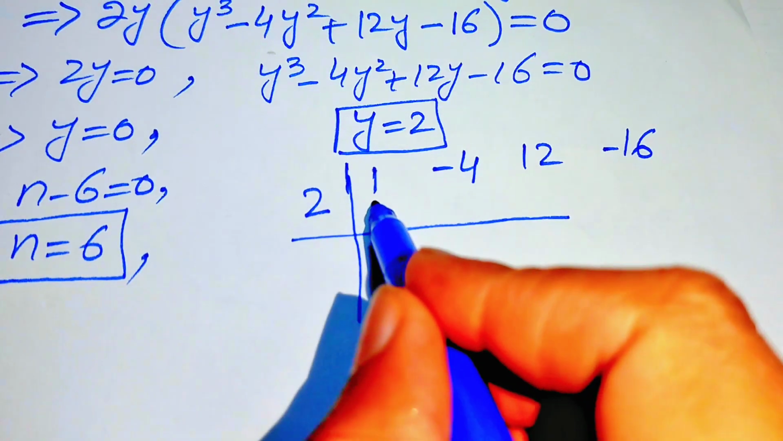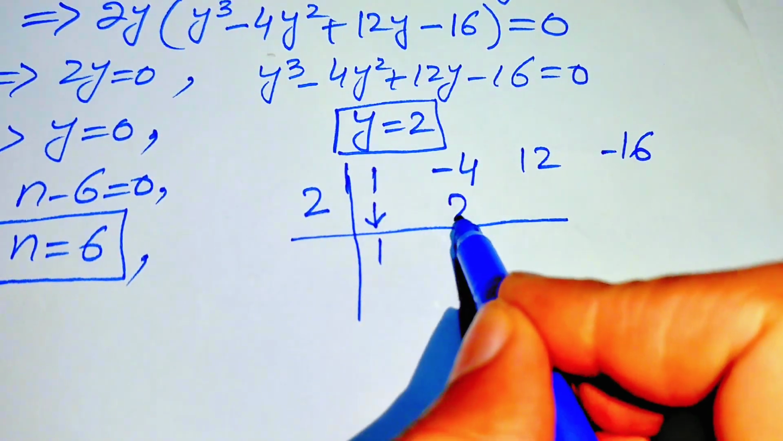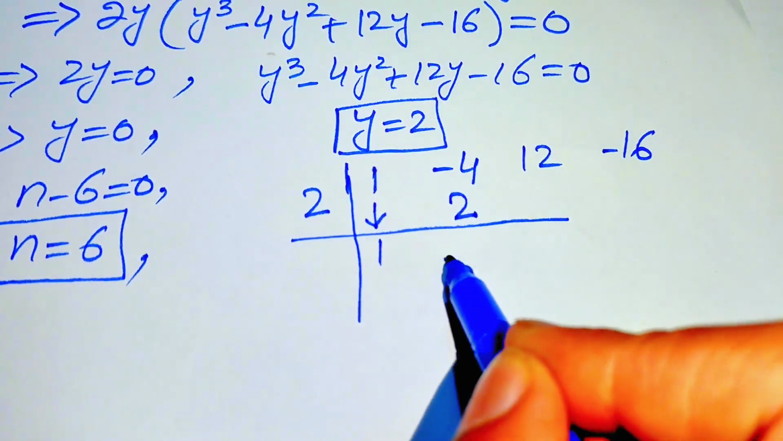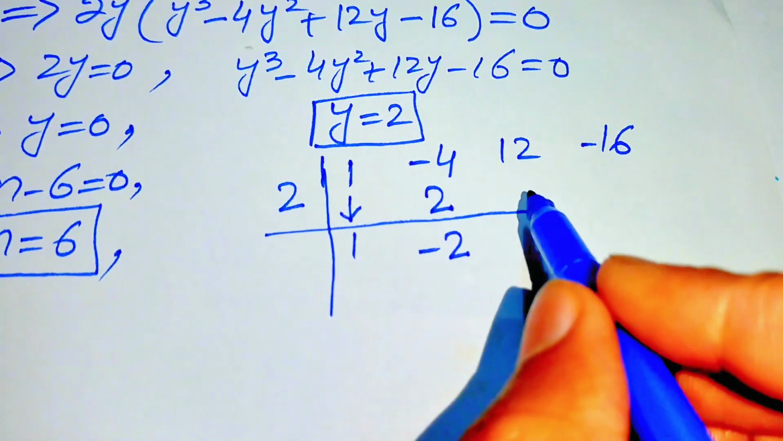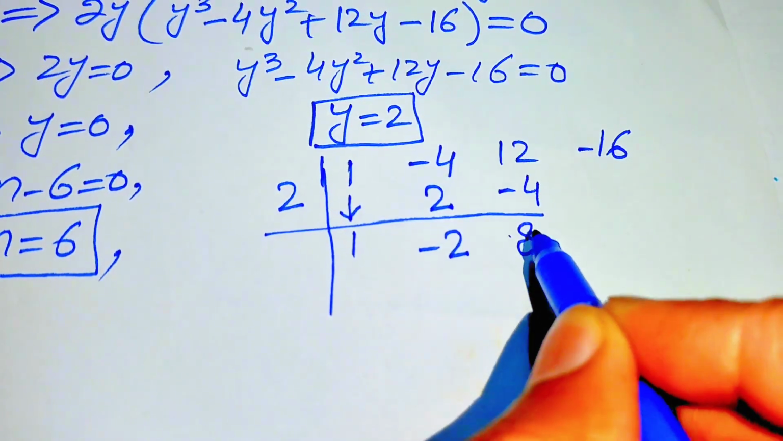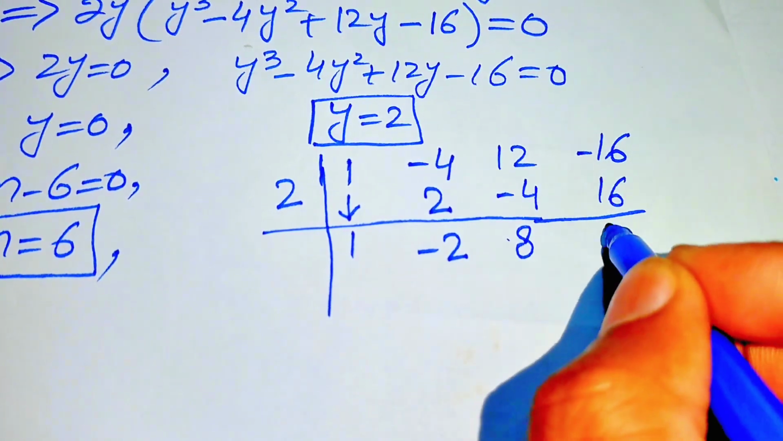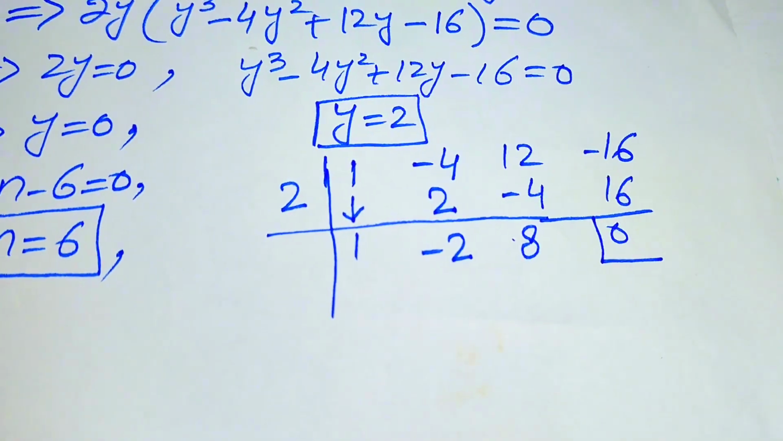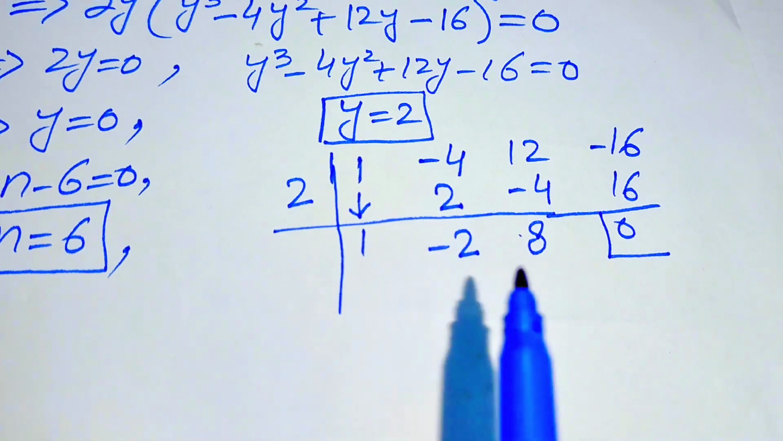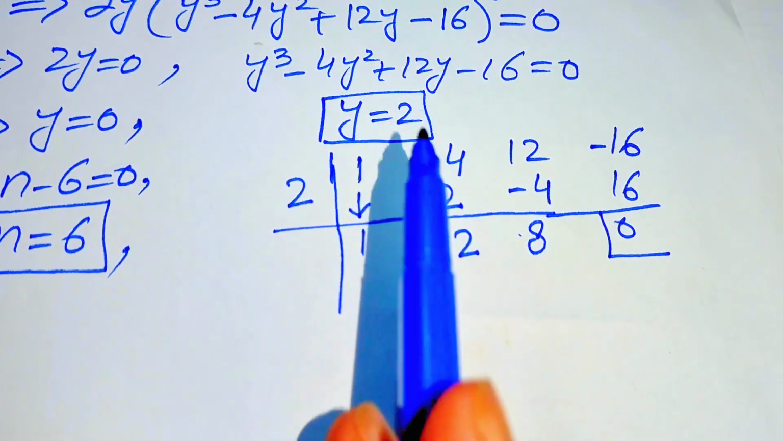Here first we write this term as it is. Now we multiply this 1 by 2 and we get 2. Minus 4 plus 2 is minus 2. Minus 2 times 2 becomes minus 4. 12 minus 4 becomes 8. 8 times 2 is 16, and minus 16 plus 16 becomes 0. So this shows that the remainder is 0, which means that y equals 2 is a root of this equation.